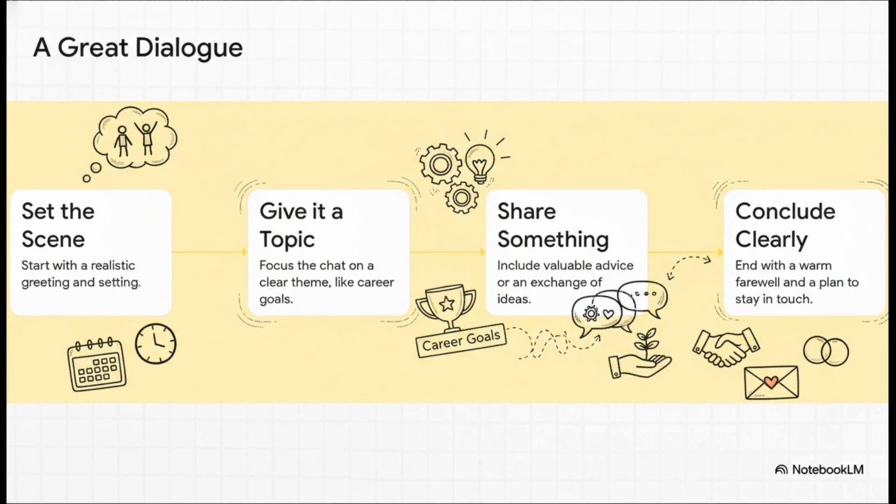Okay, so to wrap this part up, if you want a top-scoring dialogue, just follow these steps. Start with a realistic greeting, give your conversation a central theme, like career goals, share some meaningful advice, and then finish with a clear conclusion where the friends plan to stay in touch.